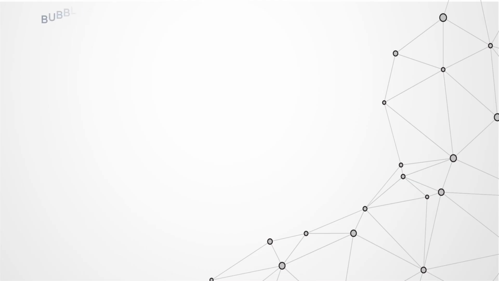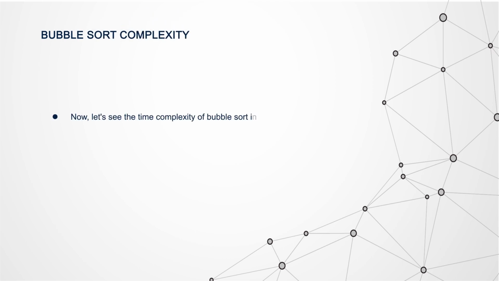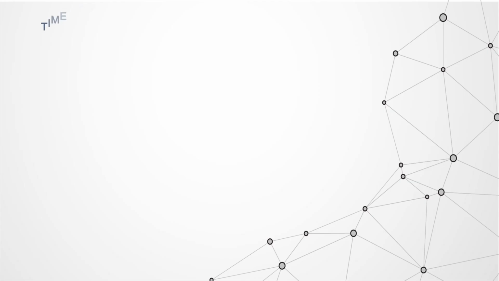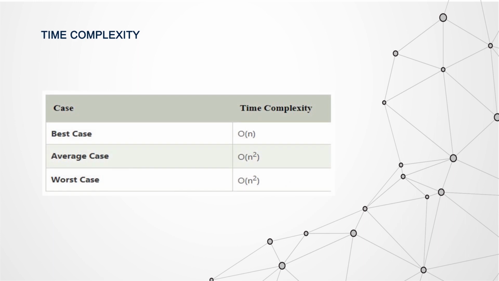Now we will talk about the complexity of bubble sort. Now let us see the time complexity of bubble sort in the best case, average case and worst case. We will also see the space complexity of bubble sort. First of all, we will discuss the complexity in three cases. In the best case, the complexity is order of n, in the average case the order of n square, and the worst case is the same as the average case, order of n square.